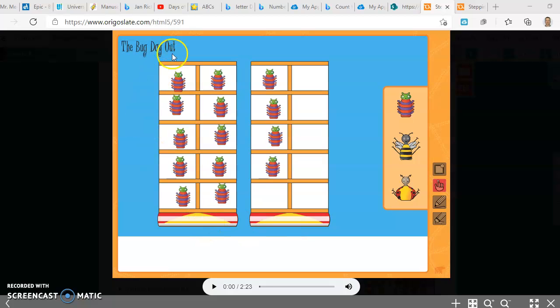Now remember we have a 10 frame here and it's filled up, so there's 10 bugs here. And how many more are here? 4, right? 4. Very good. So 14 is 10 and 4 more. Now how many would 15 be? Let me go ahead and add just one more. Here's 15. 15 is 10 and 5 more.